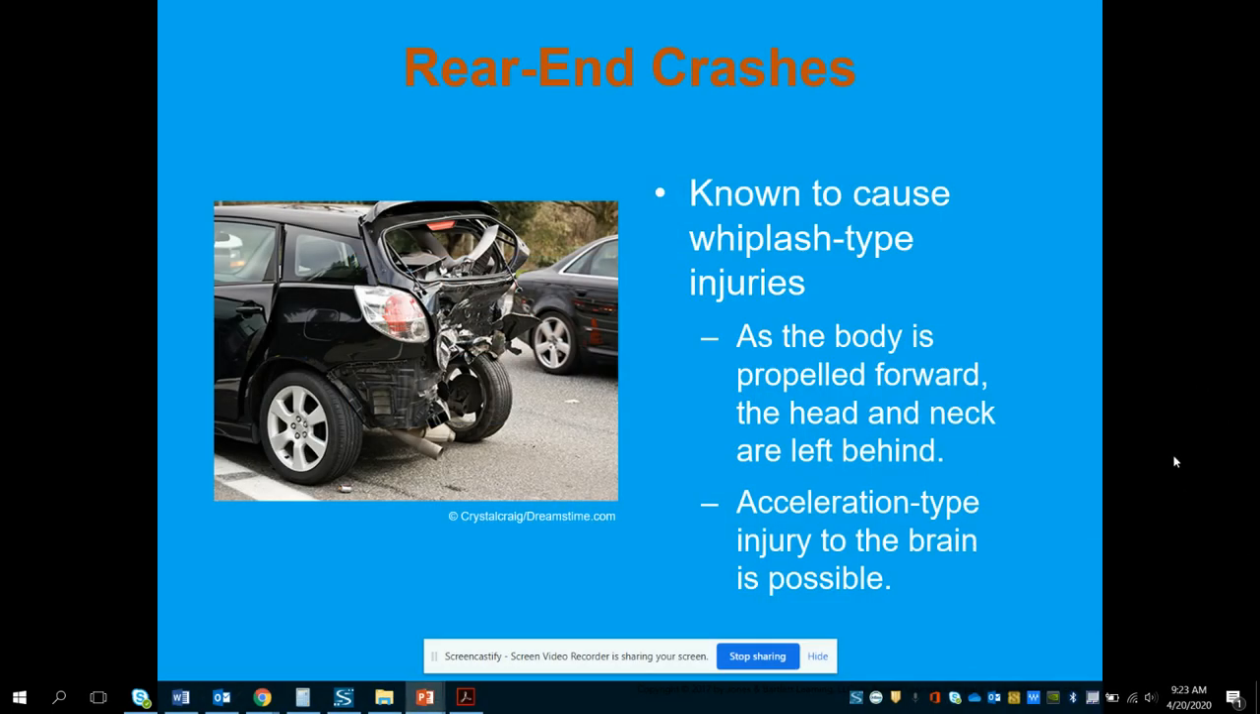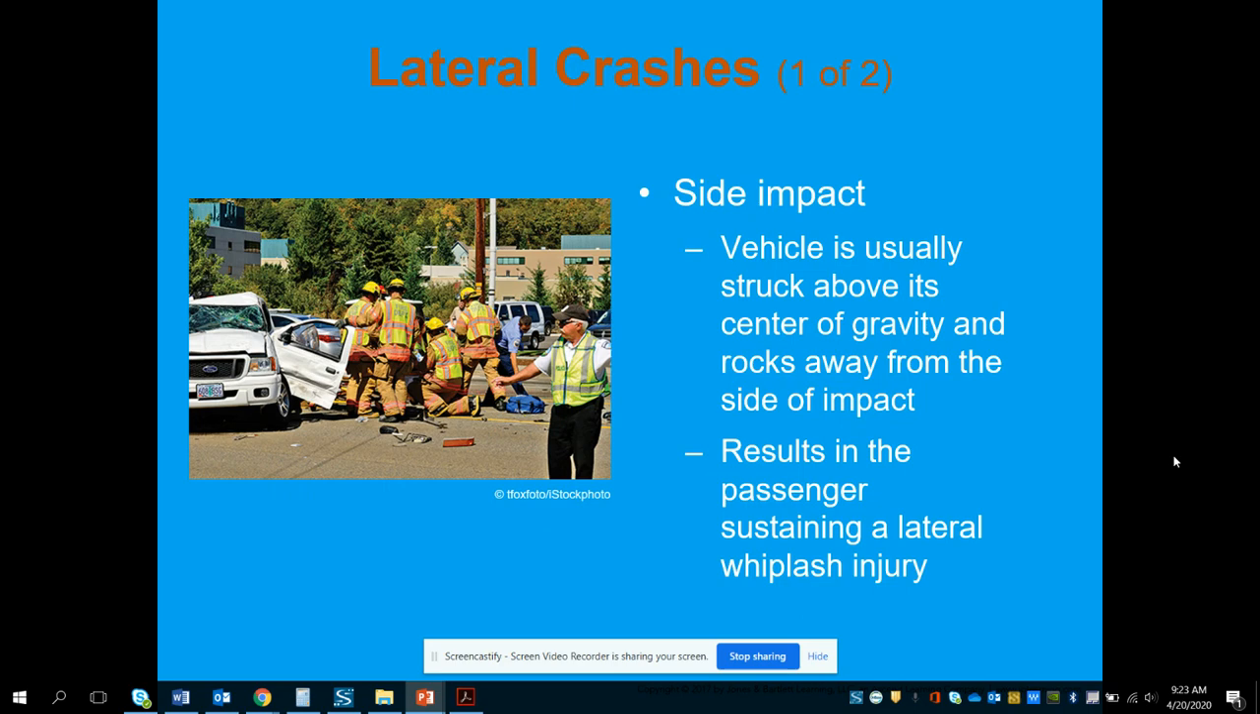All right. Looking at rear end crashes, these are known to cause whiplash type injuries. So as the body is propelled forward, the head and the neck are left behind. And you also have acceleration type injury to the brain. Again, as we mentioned previously, it could be coup contra coup, where you have it hitting the front and then popping back on the back if the back of the head were to hit the headrest. But definitely something to be concerned about. So, while this might not be a serious injury as far as broken bones, it can definitely cause injury to the head, the neck, and the spine.